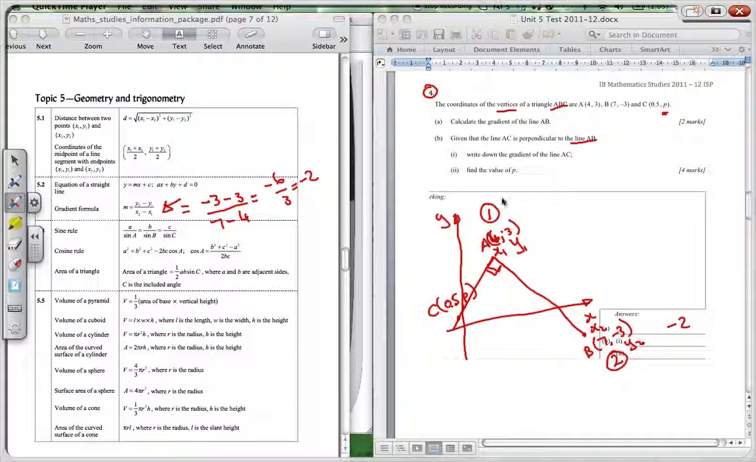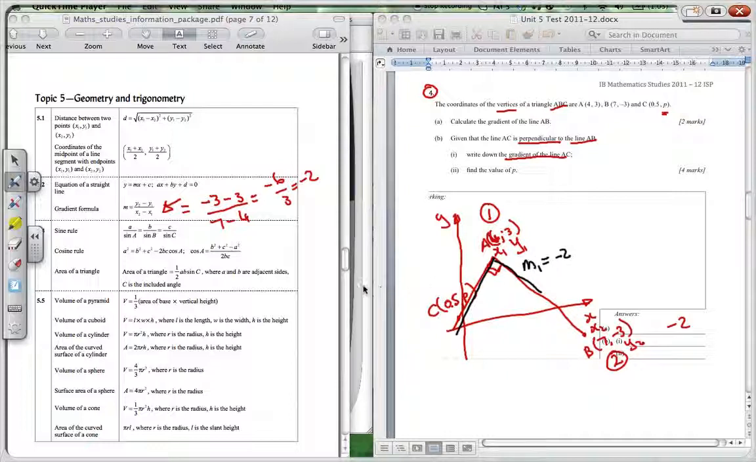So it says write down the gradient of the line AC. Now they tell us here that it's perpendicular. Remember, perpendicular, this line AC over here is at 90 degrees to this line. And the slope of this line over here, if I call that M1, is equal to -2.